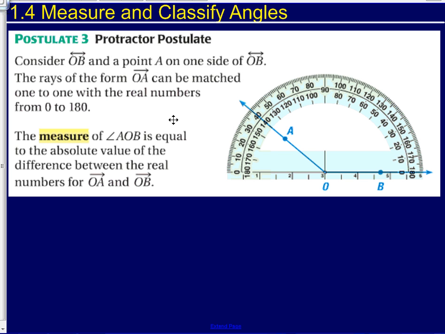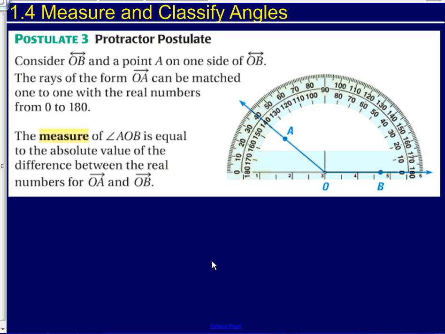And the protractor postulate states that if you consider line OB and a point A on one side of OB, the rays of the form OA can be matched 1 to 1 with the real numbers from 0 to 180. So that's the protractor, okay? So the measure of angle AOB is equal to the absolute value of the difference between the real numbers for ray OA and ray OB.